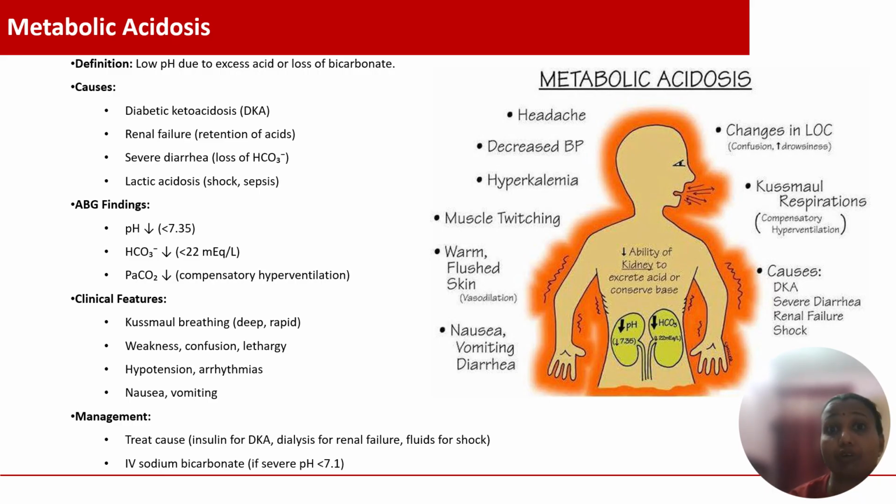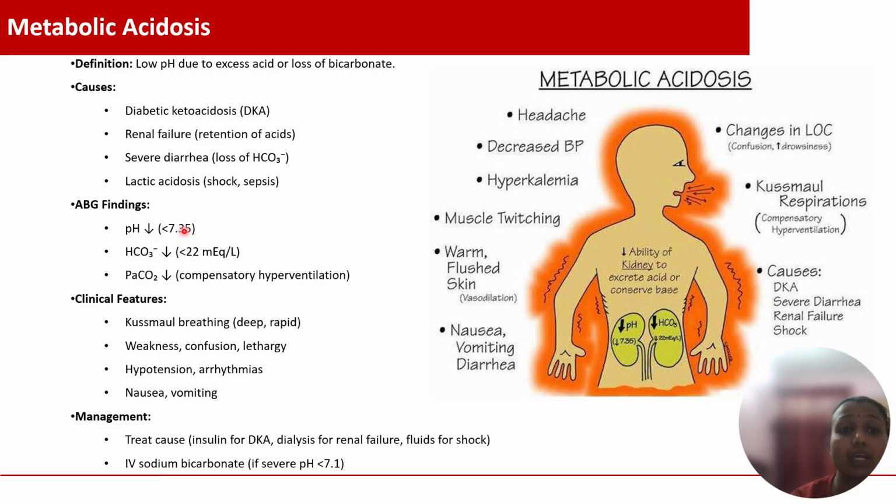The next important condition is metabolic acidosis. What is happening in metabolic acidosis? Low bicarbonate and excess acid. That means it occurs when too much acid outweighs the bicarbonate in the body. Low pH due to excess acid or loss of bicarbonate. What are the causes? Acid accumulates and base decreases. At that time, what will happen? Blood becomes acidic, so we can see the pH will be decreased.